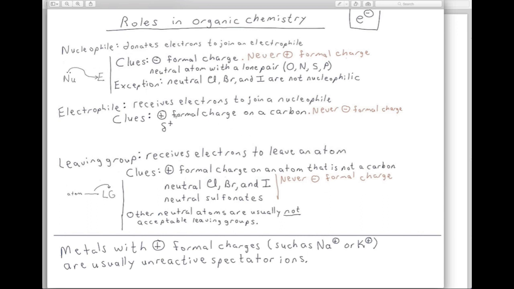Previously in this video series, we've seen that when there's a positive formal charge on a carbon, that's a good sign of an electrophile. But when you don't have a positive formal charge, another clue for an electrophile is a delta positive charge. And that's what we're using here for this SN2 reaction. Here's a summary of clues that you should look for in electrophiles: a positive formal charge on a carbon, or if you don't have a positive formal charge, a delta positive charge. These clues should both make sense, because it makes sense that a positive charge would make you more eager to receive electrons.